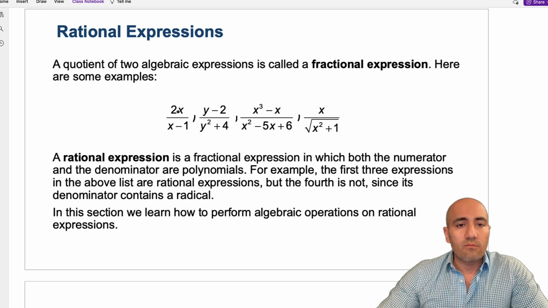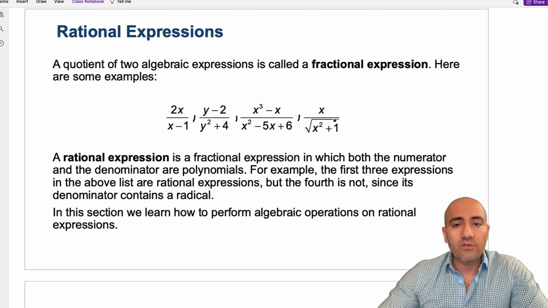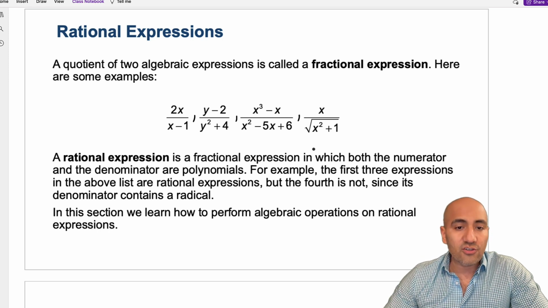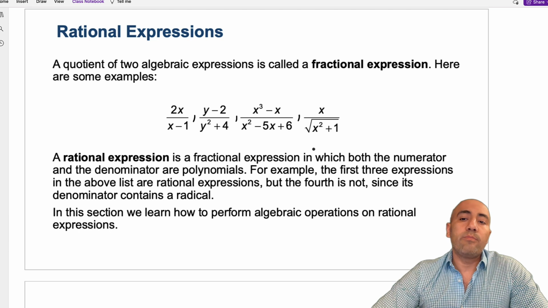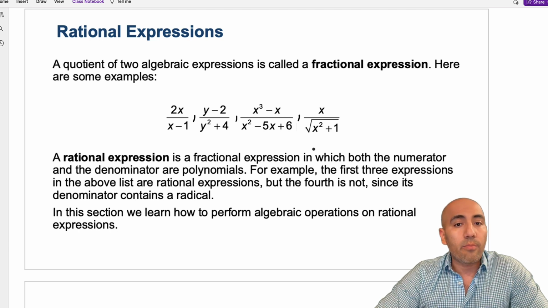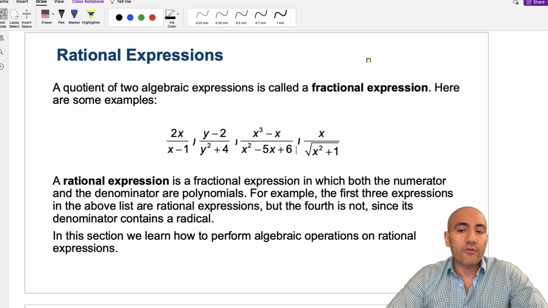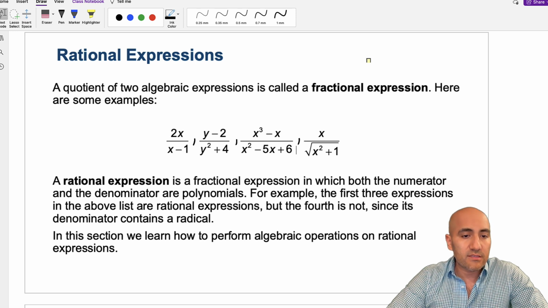Okay, so we're looking at fractions where the numerator and denominator have these sort of complicated statements. They could be polynomials, or they could be something like this, a root. So they're complicated fractions. A rational expression is a fractional expression in which both the numerator and denominator are polynomials. For example, the first three expressions in the above list are rational expressions, but the fourth is not, since the denominator contains a radical.